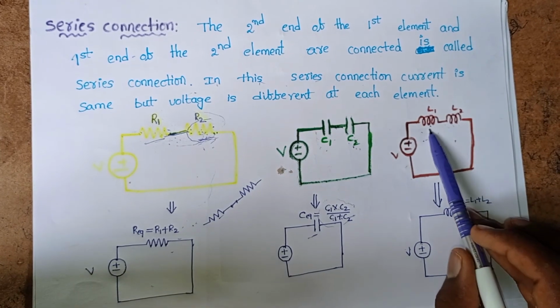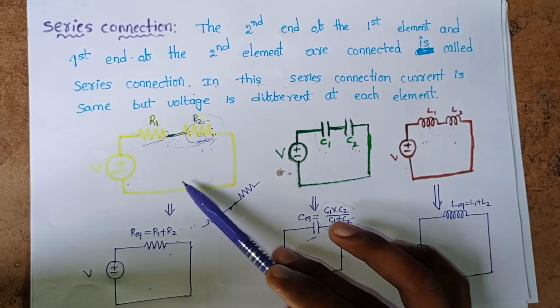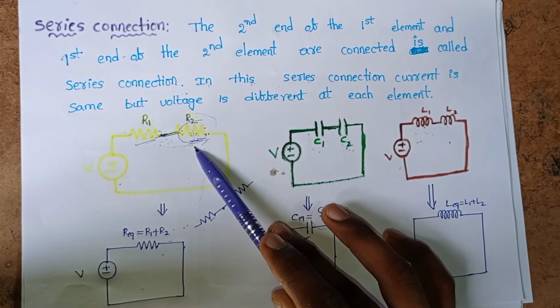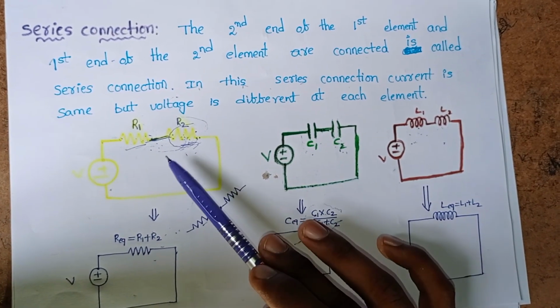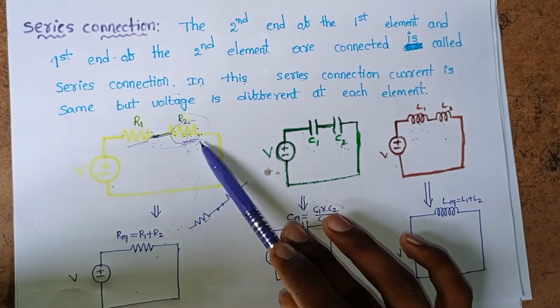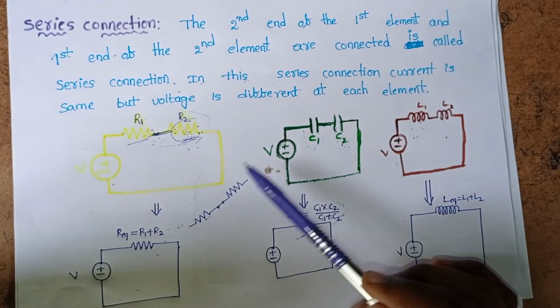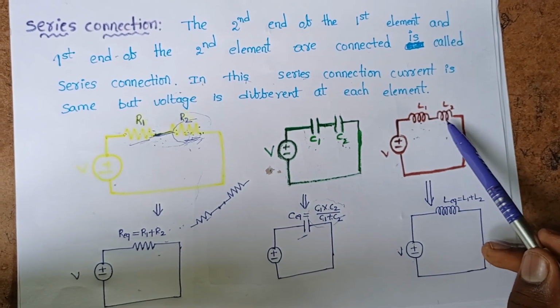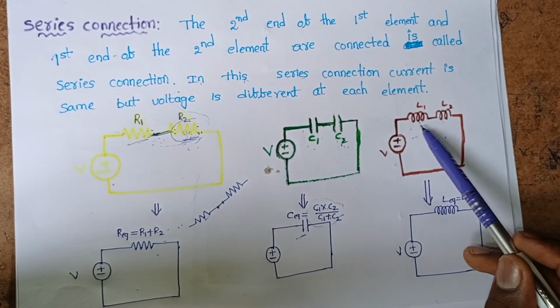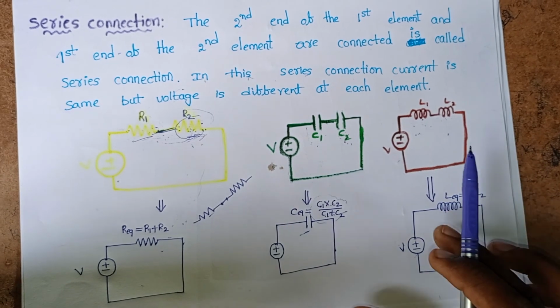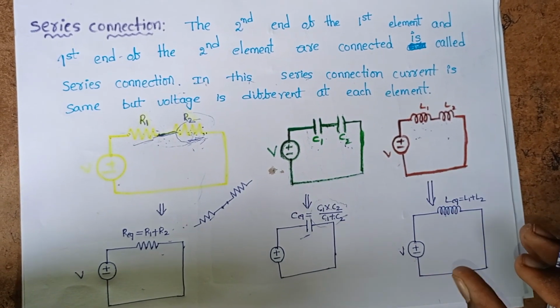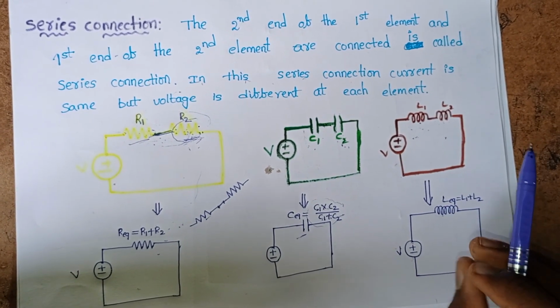And next, inductor. Inductor is the same as a resistor. Just as with resistance, we simply add the inductance values and represent them as a single inductor. Likewise for inductors, we add the two inductance values and represent them as a single inductor. This is the series connection of circuit elements in a circuit.